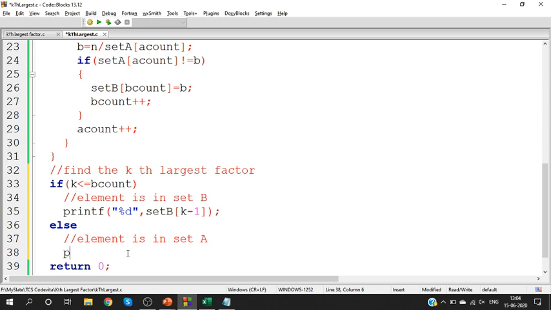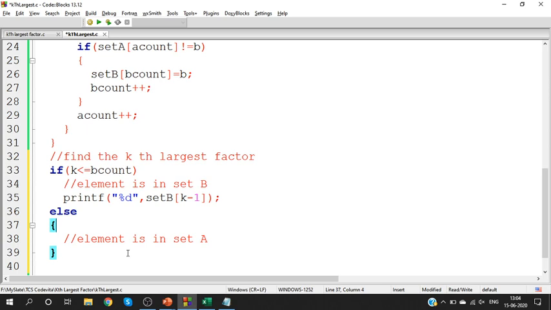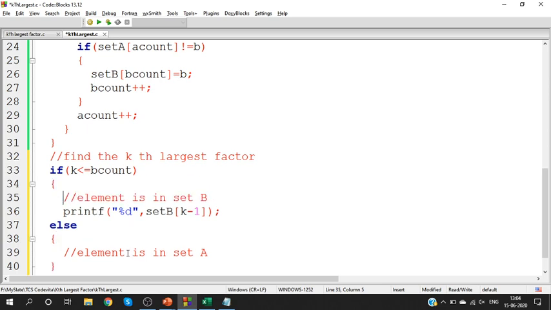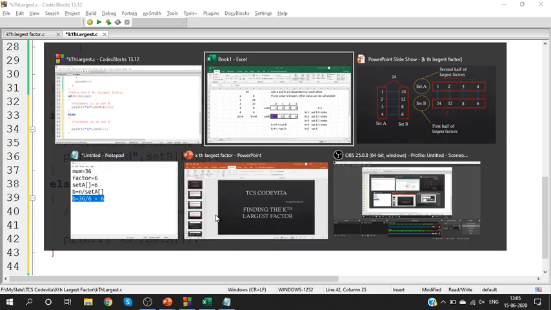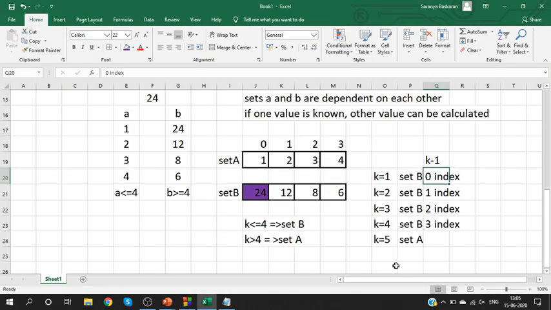So how can I access in set A? Okay, just to avoid confusions, I'm adding brackets here. If it is less than B count, set B, otherwise it is in set A. So print of an element from set A. Which element from set A? See, when I say fifth index, it means the first 4 are gone in set B. Can you understand this?